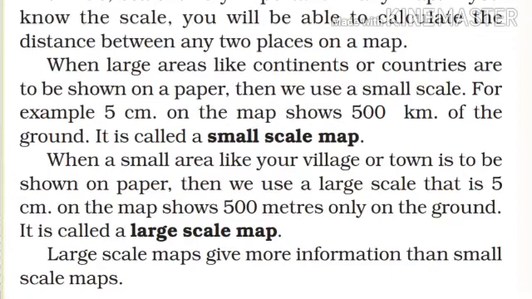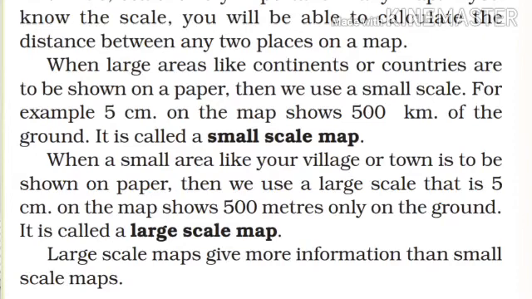Now we come to the next point. When large areas like continents or our countries are to be shown on paper, then we use a small scale. For example, 5 centimeters on the map shows 500 kilometers on the ground. It is called a small scale map.